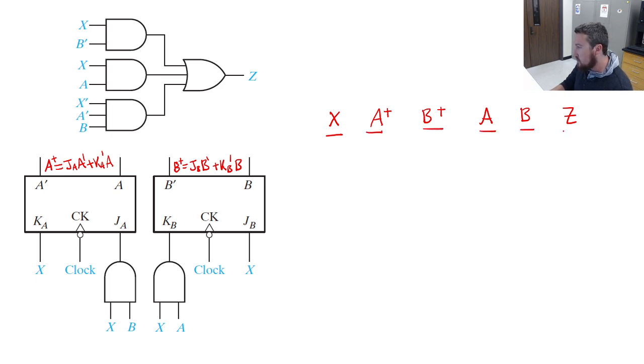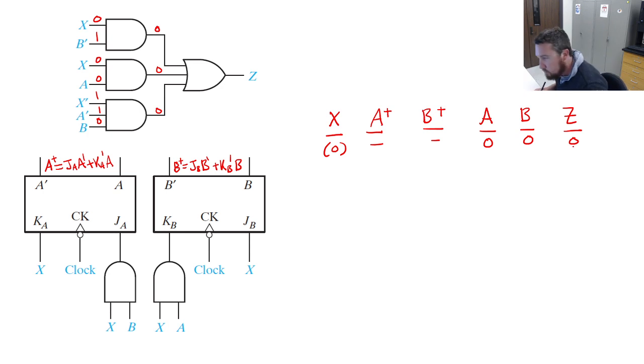The first thing we're going to do is initialize everything, where we're going to have X at 0. We really don't have a value for A prime, A plus and B plus. A and B are both going to be 0, which means Z is going to be what? So everything is 0, so it's going to be 0 and 1, 0 and 0, 1 and 1, and 0. Means that we've got 0 and 0, 0, which means that Z is equal to 0. All right, so there's the setup.